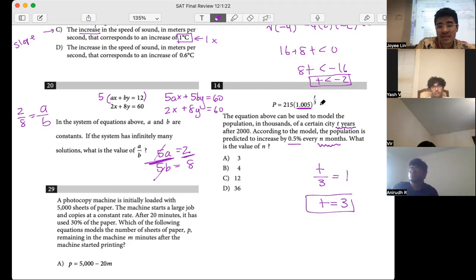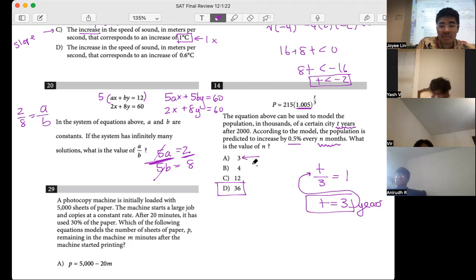A lot of students see this and they're like, oh, it's every 1/3 of a year. It is not 1/3 of a year. It is every 3 years, because 3 is the thing that makes the exponent 1. So 3 years is equivalent to 36 months. So A is a very common wrong answer and B is a very common wrong answer. It takes 3 years to compound once. So you've got to pay attention to your units. Units are going to be key on this test.